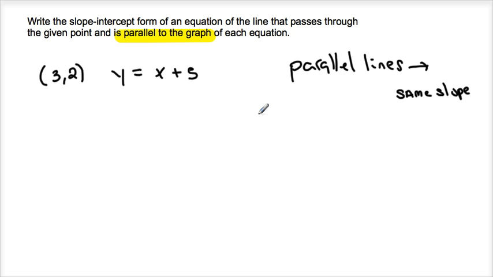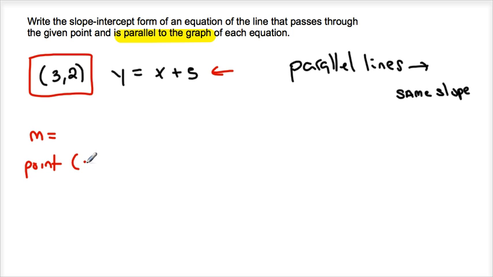So I want to write an equation of a line that passes through this point here with the same slope as this equation. Well, we always need two things to write an equation. We need a slope and we need a point. Well, I have my point. My point is 3, 2. But do I have a slope? It doesn't give me a slope. But what it does tell me is that my line is parallel to this equation. So the question becomes, what is the slope of this equation?